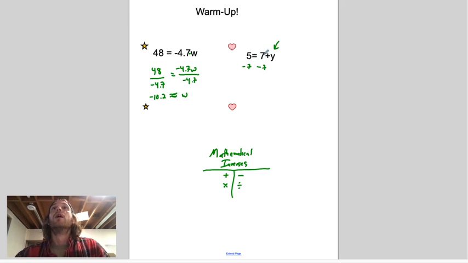Okay. 7 minus 7 is 0. 5 minus 7 is negative 2. So that gives us our answer of y equals negative 2. This is the number that makes the equation true, okay? Let's take a look at these other ones. We're getting warmed up.